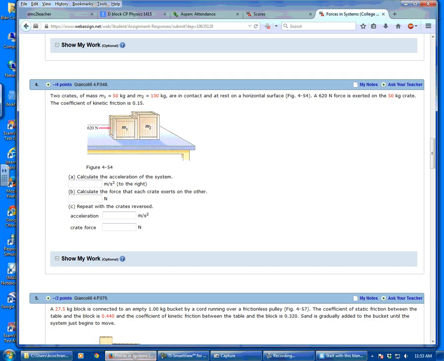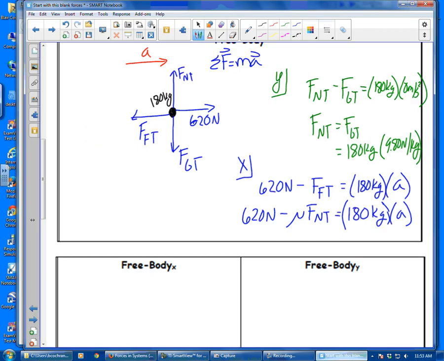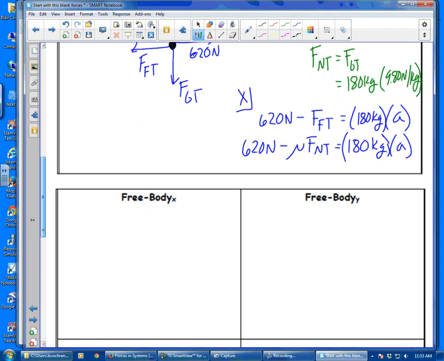Do I know mu? 0.15. Good. So 620 newtons minus 0.15 times, I know that, 180 times 9.80 newtons equals 180 kilograms times A. So maybe I should figure out what that number is.